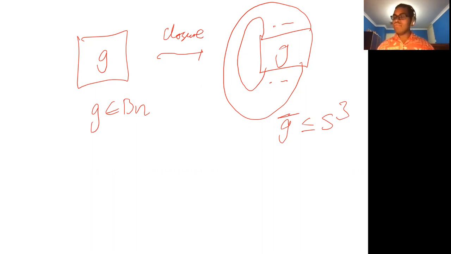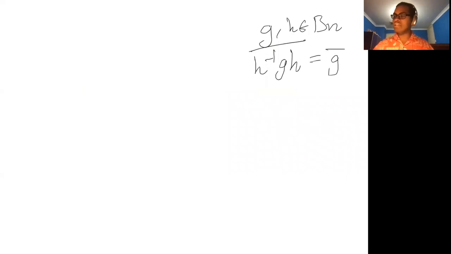And what these Markov moves do, they're moves on the braids. They don't change the closure, but they change the braid. And so I'll show you one of them because it's very fundamental for this talk. It's the conjugation move. It's an algebraic operation. You have G, H in Bn, and you consider the conjugate H inverse G H, and its closure is the same as the closure of G.